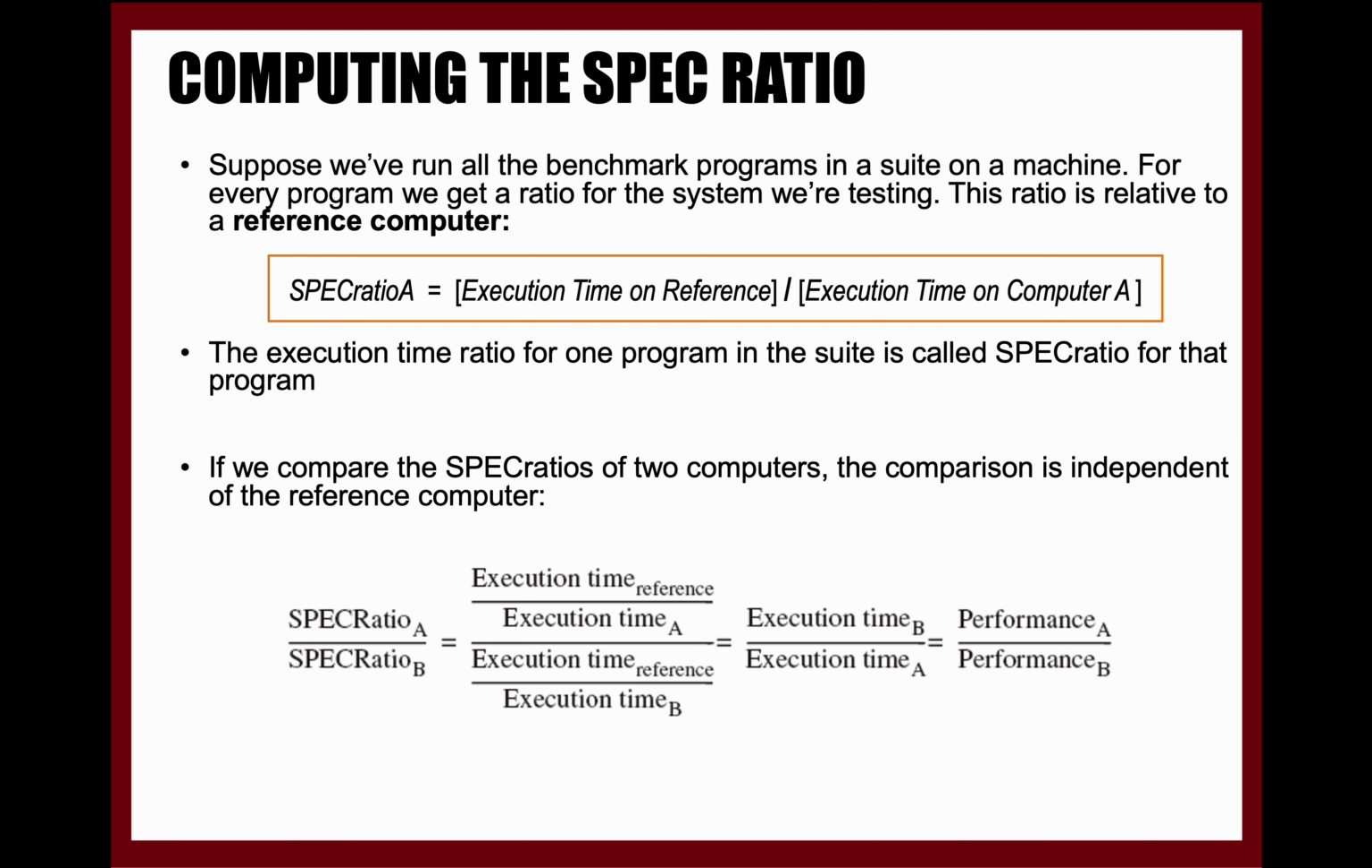Finally, performance A by performance B. From the formula, we can see that the reference computer's execution time cancels out, thus giving us a direct relationship between the performance of computer A and B. In a nutshell, the SPEC ratio provides a standardized way of comparing the performance of different computer systems against a common reference, making it an invaluable tool in the field of computer benchmarking.